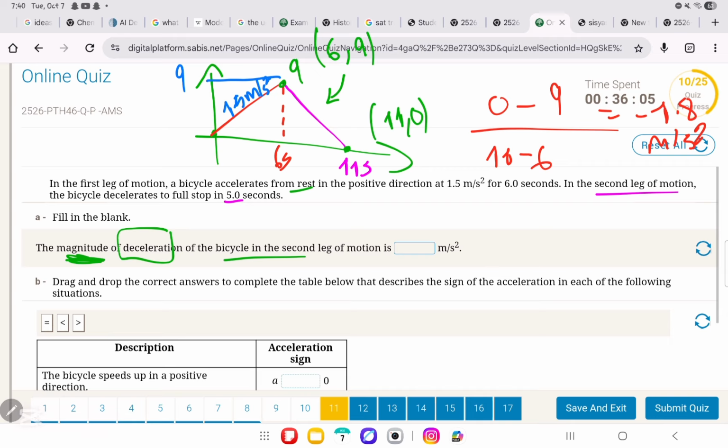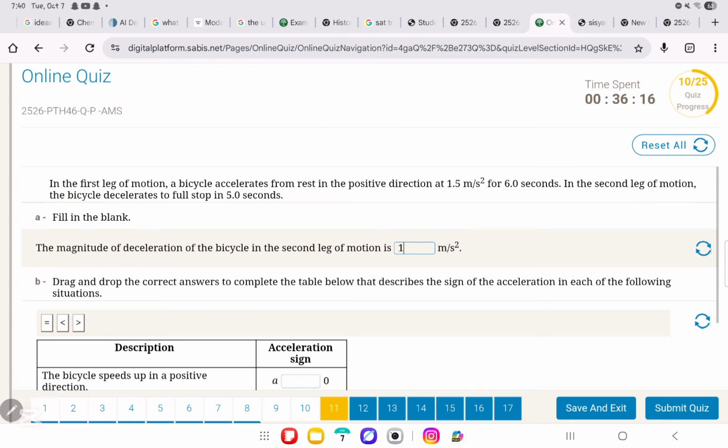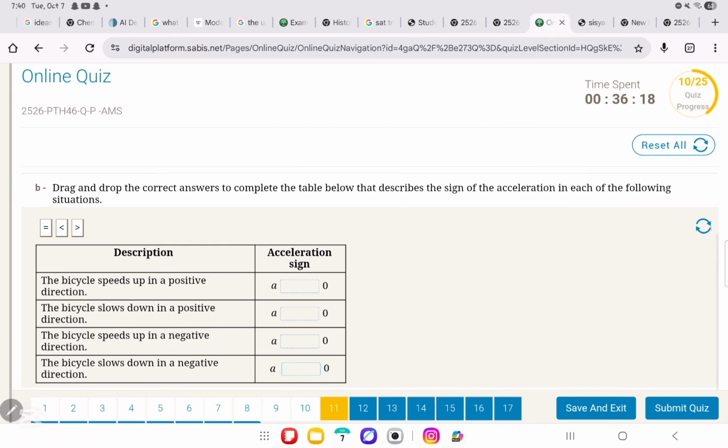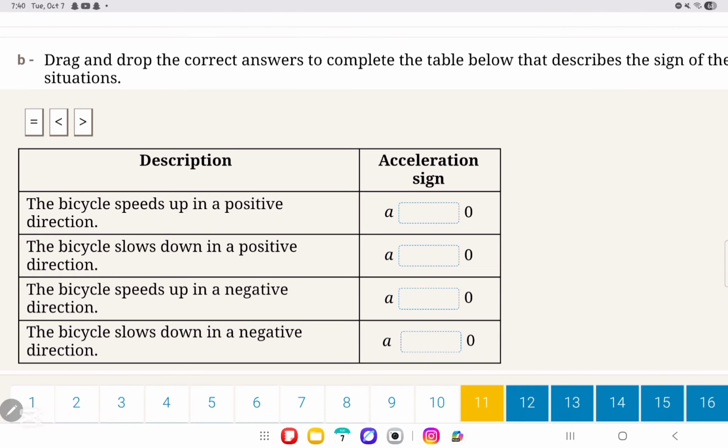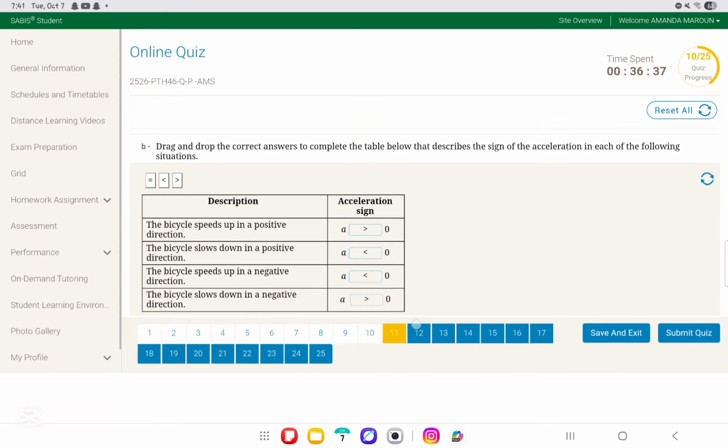Aha! Here comes the very important thing. They want the magnitude. So you're going to put this in absolute value, and it will be 1.8 meters per second squared. Now, part B. Oh, we did part B before. I'm just going to answer it because we did it before. I'm not going to waste any more time. So, greater than, smaller than, and then greater than. Let's now move on to question number 12.